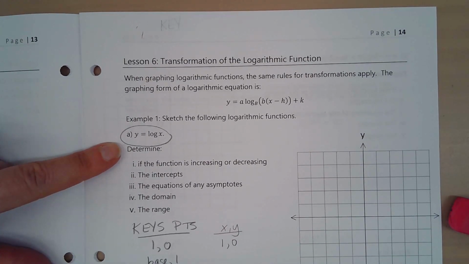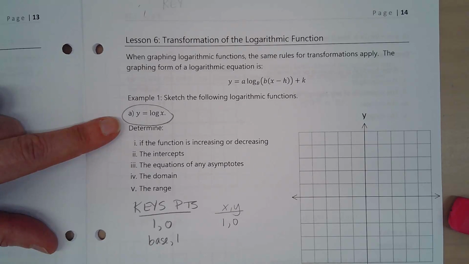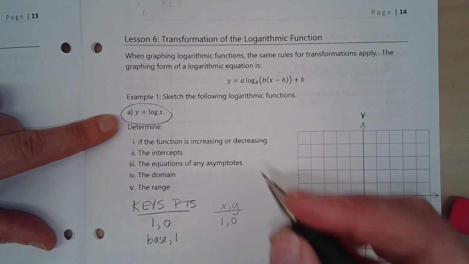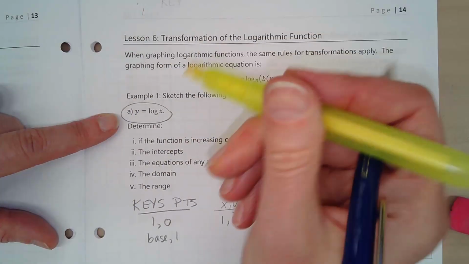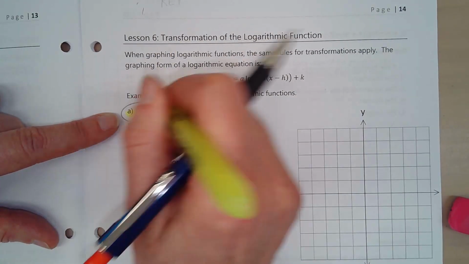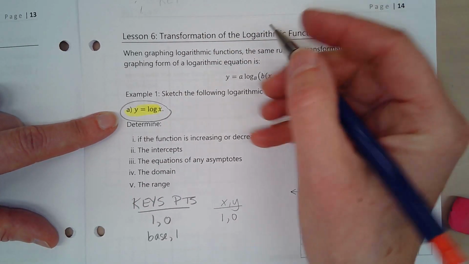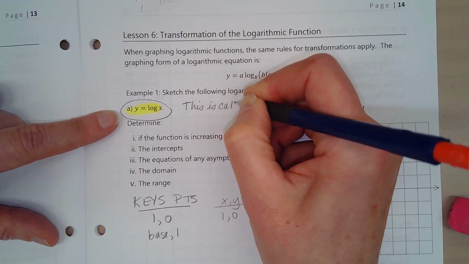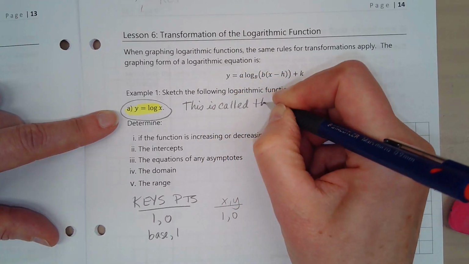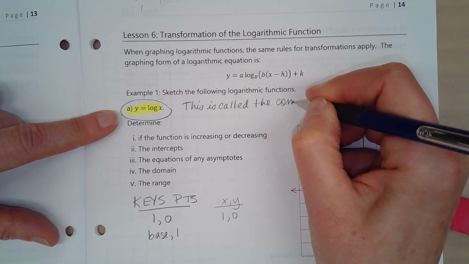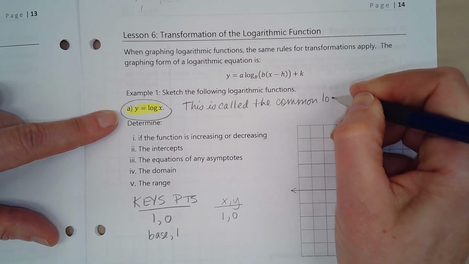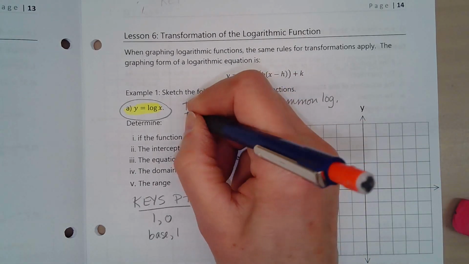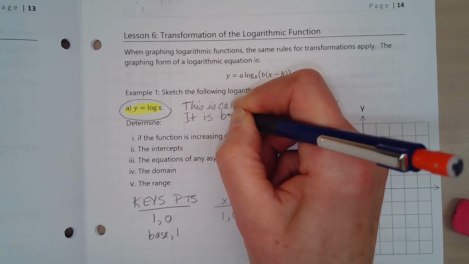What's the base in this situation, by the way? Does anyone know? This is the interesting one about this. It's 10, right? For the first time, it's something unusual. Most times our invisible numbers are 0 or 1, but this one is called the common log. It is base 10.